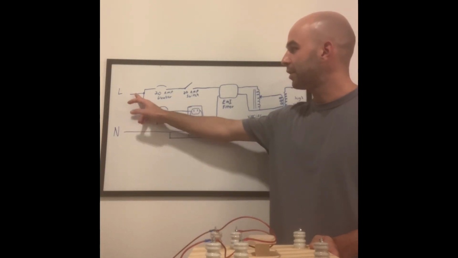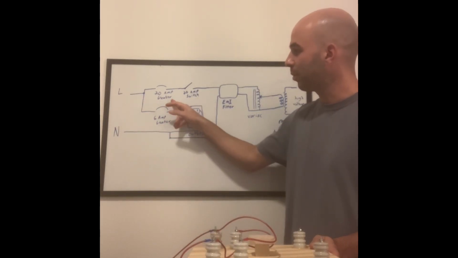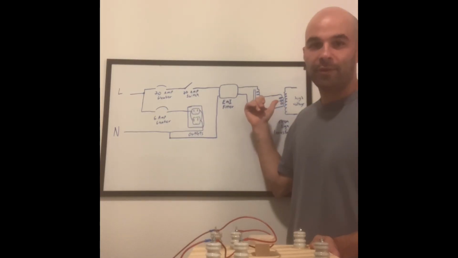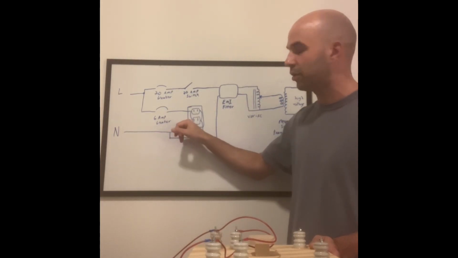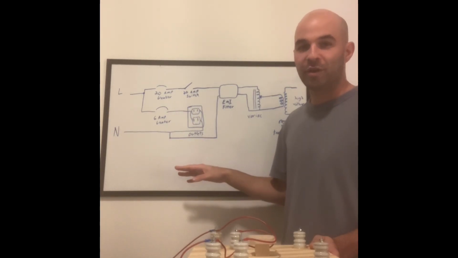So here I break out the line into two branches. I have a 20 amp breaker going to the circuit that's going to our high voltage transformer. And here I have a 6 amp breaker that just goes to an outlet. And this is not necessary for any of the experiments.